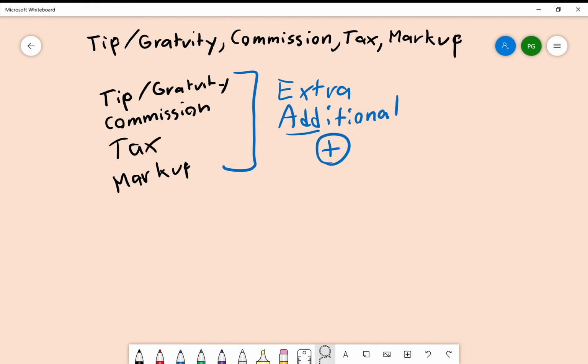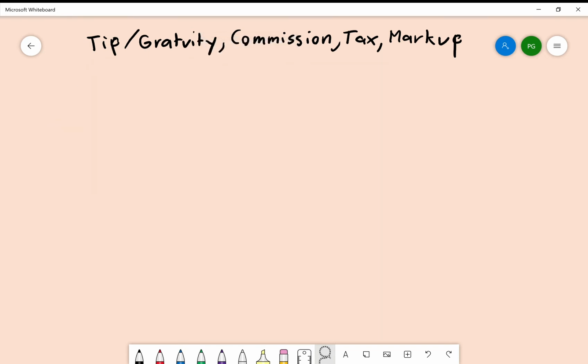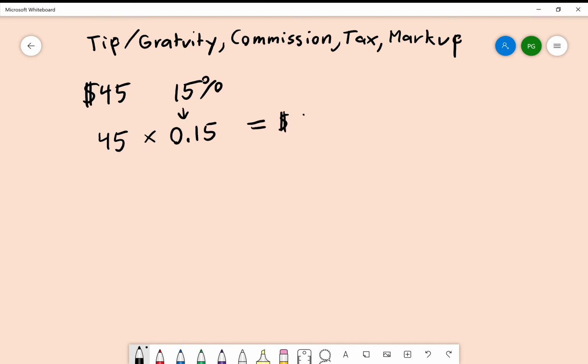So let's take different situations. Let's say you go out to a restaurant and you spend $45, right? And now for those $45, you want to leave the waiter a tip of 15%. Well, how you do that is you take your 45, you turn your tip into a decimal, that's 0.15, and you multiply these two numbers together. That's really all you have to do. So let's take 45 times 0.15, and you will get your answer of $6.75. That's how much tip you would leave your waiter.